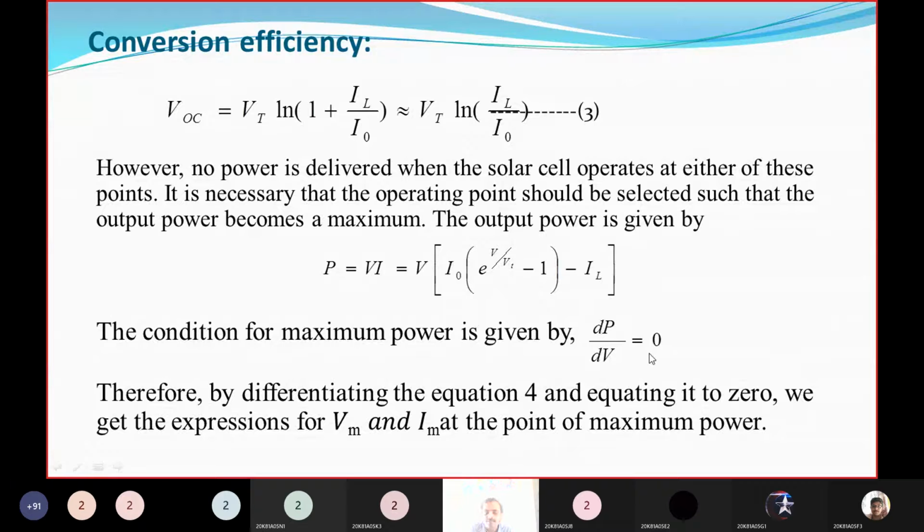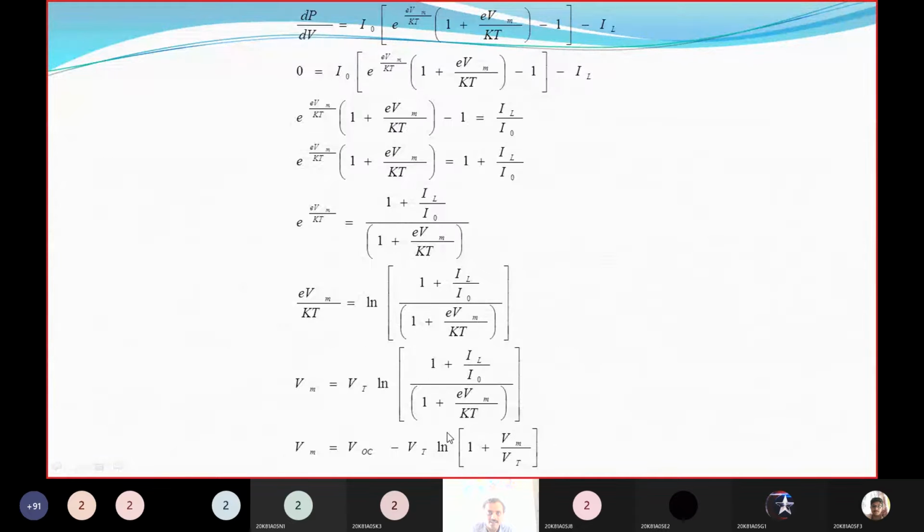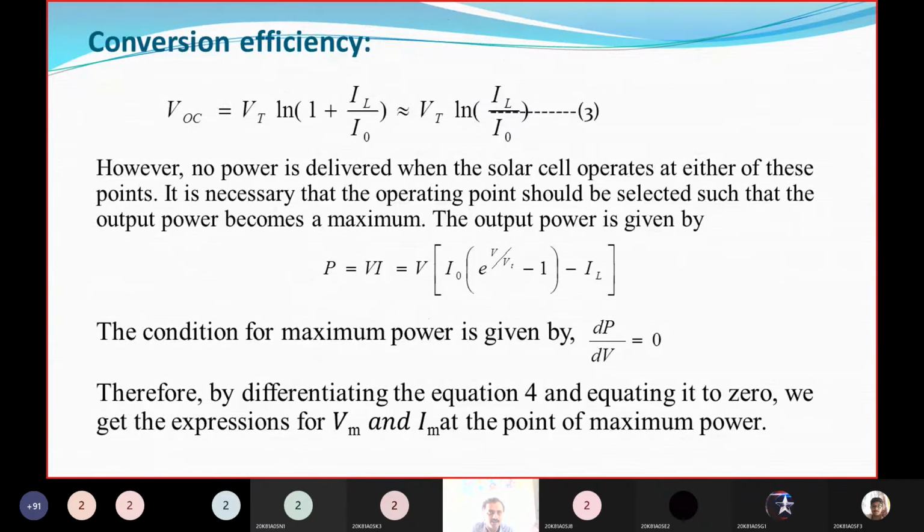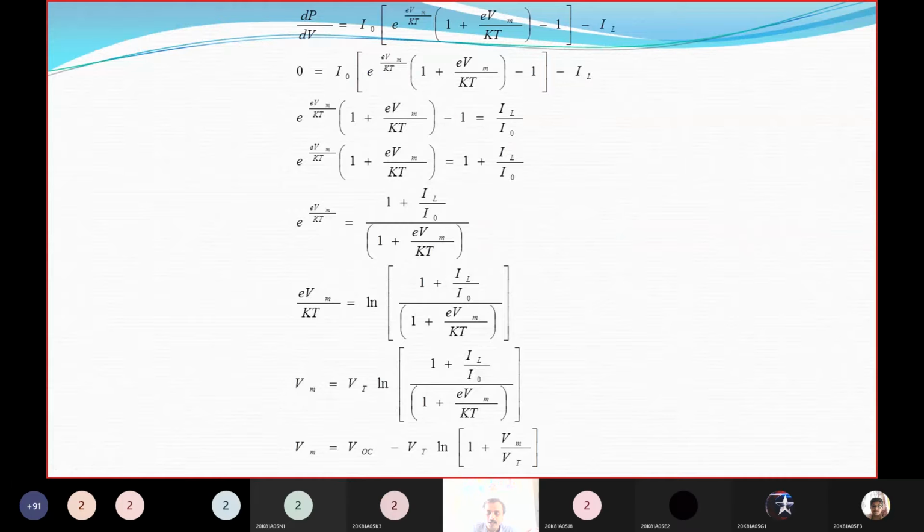So that means dP by dV. By differentiating this power value, we can calculate the Vm and Im. But this calculation is not required for you. In the exam also, no need to write this calculation. They will ask just about the solar cell IV characteristics. They didn't ask to calculate the Vm and Im values, the maximum power point values. That's why no need to calculate them.